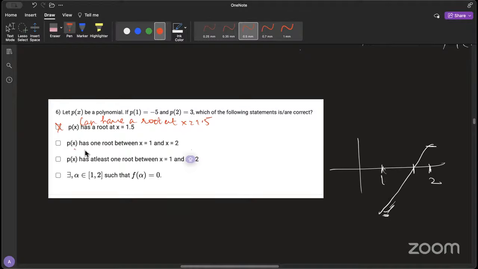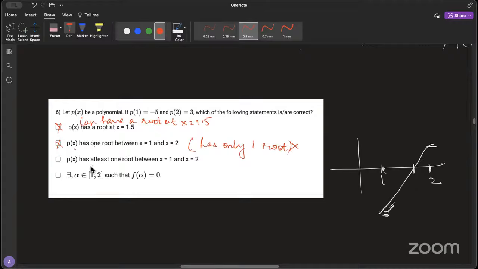But if this option means has only one root, then it's incorrect. But if this means has one root and can have more than one root, then it's correct. But considering the third option, it looks like it means this only, has only one root. That's why this should be incorrect.